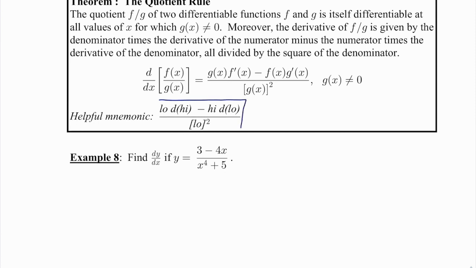Typically, people remember this mnemonic, low d high minus high d low divided by low squared. So anywhere you have the d, you think of that as derivative of. So low would be your denominator times the derivative of the numerator minus the numerator times the derivative of the denominator divided by the denominator squared. So again, low d high minus high d low over low squared. So in example 8, we notice that y is a ratio of two functions, or a quotient of two functions. And so in order to evaluate this derivative, we need the quotient rule.